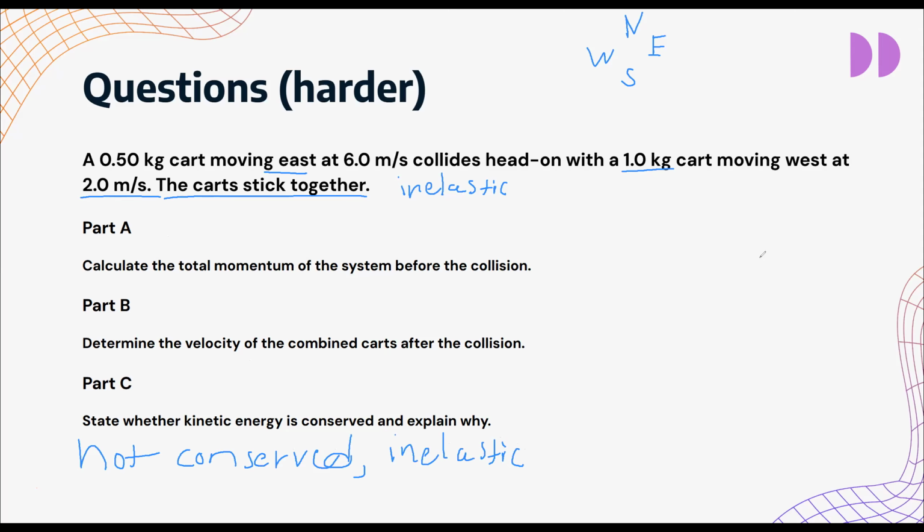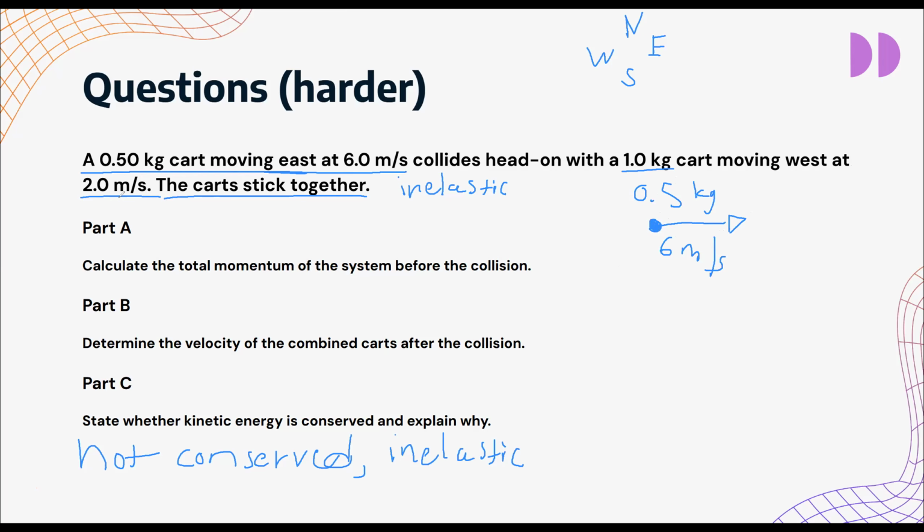Okay, so part A is asking us to calculate the total momentum of the system before the collision. So before the collision, I'm going to color code this. A 0.5 kilogram cart moving east at 6 meters per second. This is going to be the blue cart. So this blue cart here is 0.5, half a kilogram, and it's moving east at 6 meters per second.